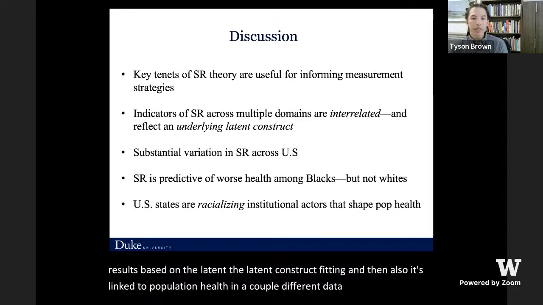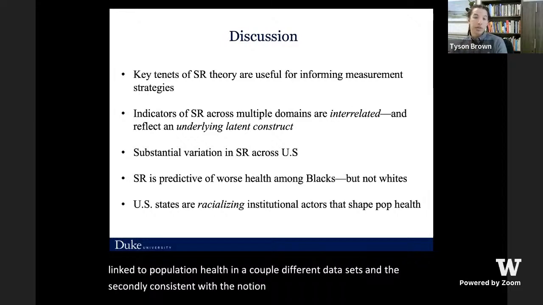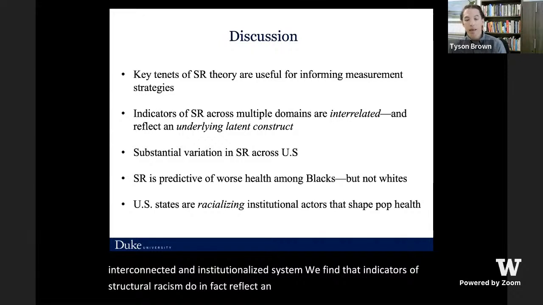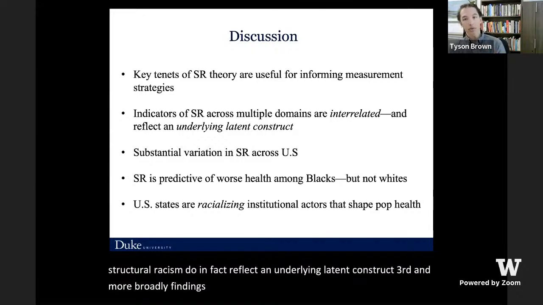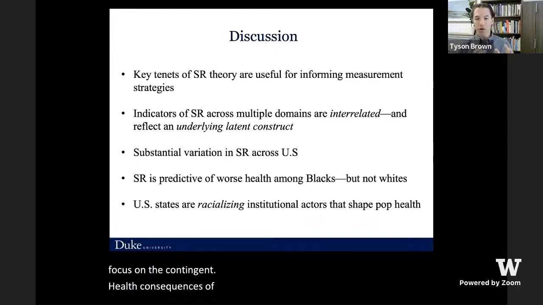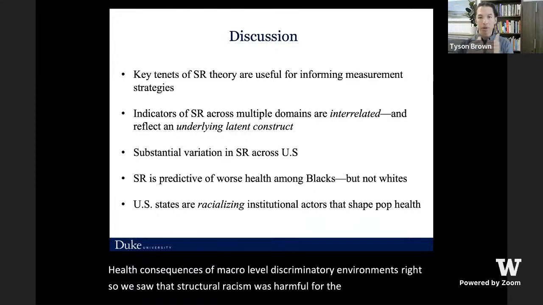And then secondly, consistent with the notion that racism involves a multifaceted, interconnected, and institutionalized system, we find that indicators of structural racism do in fact reflect an underlying latent construct. Third, and more broadly, findings highlight the utility of ecosocial theory's focus on the contingent health consequences of macro-level discriminatory environments, right? So we saw that structural racism was harmful for the health of Black people, but not whites.